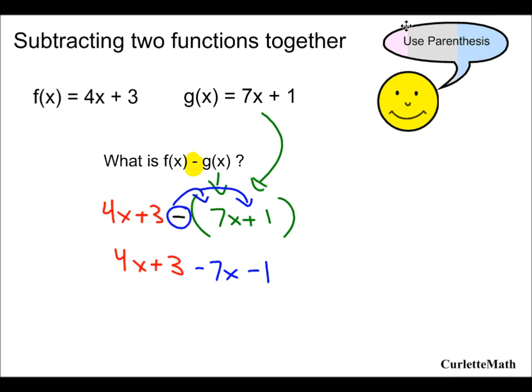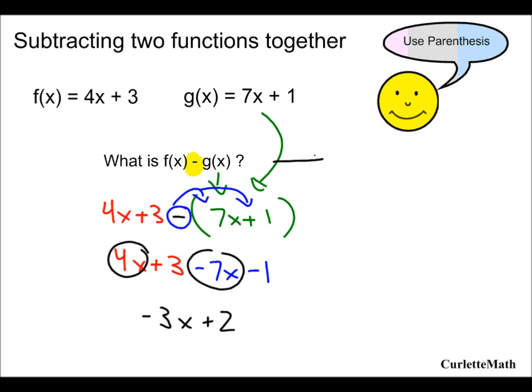And again, we combine our like terms. So when we do that, a 4x and a negative 7x will give us a negative 3x. A 3 minus 1 is a 2. We've got to make sure that we distribute that negative sign, or this minus sign, through each term.